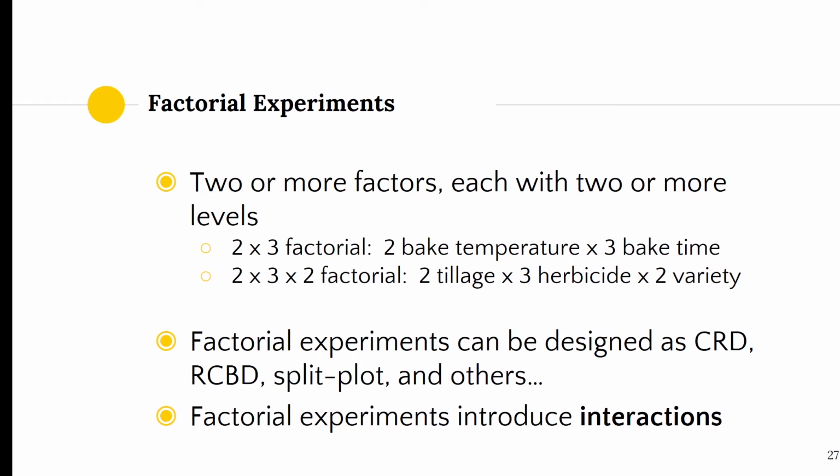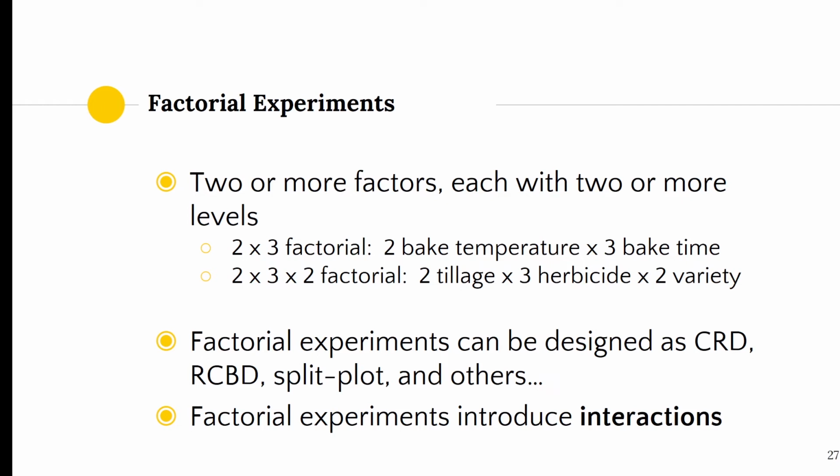A 2 by 3 by 2 factorial, for example, if you have 3 factors, one with 2 levels, one with 3 levels, another with 2 levels, that means you're going to have 12 treatments, or you need a minimum of 12 experimental units for one replicate. So factorials get really big really fast, okay?